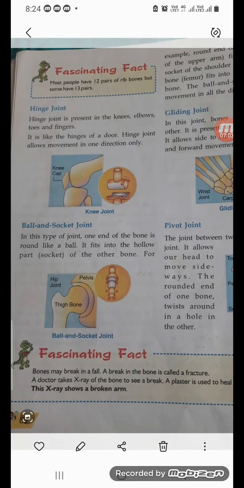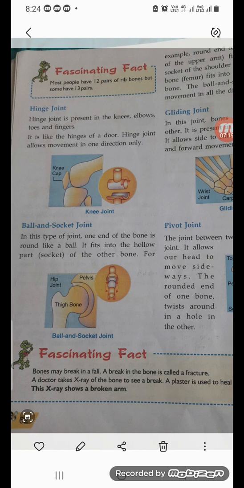Now hinge joint is present in knee. Hinge joint कहाँ present है? Be very careful. These are the things which you should learn by heart. Hinge joint is present in knees, elbows and fingers. It is like the hinge of a door. Door की जो hinge होती है ना, पकड़ होती है, उसके जैसा लगता है ये hinge joint.